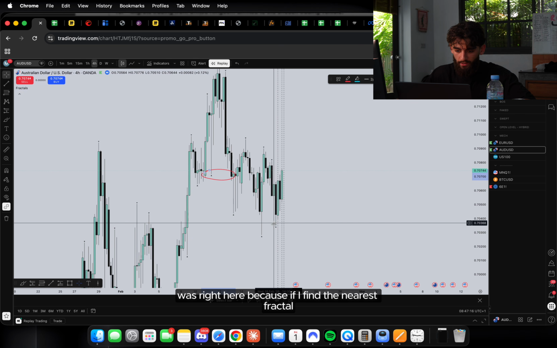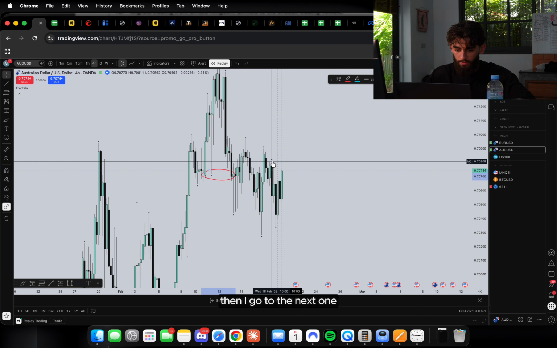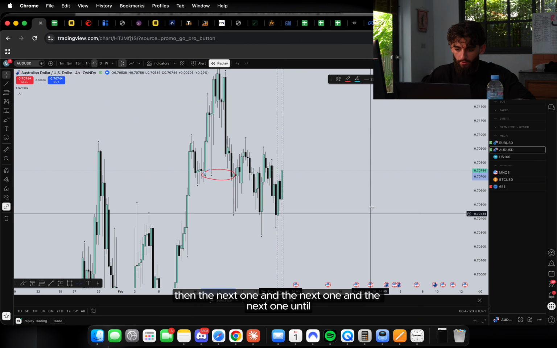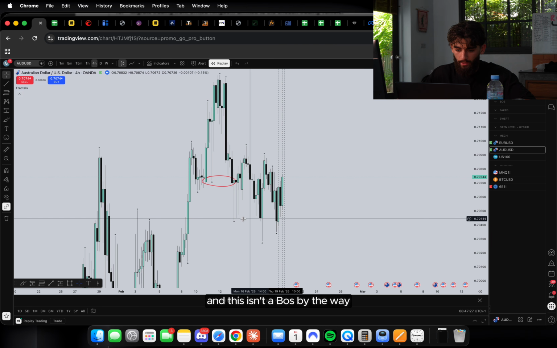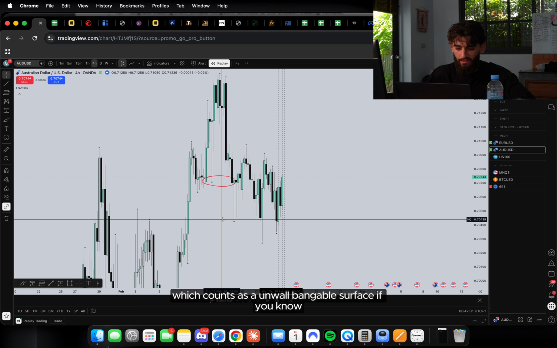because if I find the nearest fractal, I go across, there's been no BOS there. Then I go to the next one, no BOS there. Then the next one, and the next one, and the next one, until, and this isn't a BOS by the way, because this hits a wick with a fractal on it, which counts as an unwall bangable surface. If you know, you know.